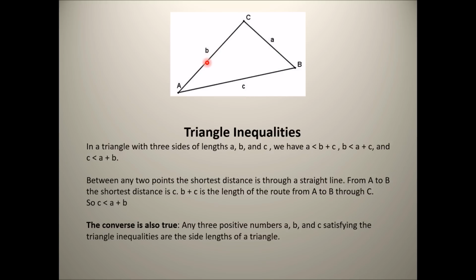This is because the shortest distance between any 2 points is a straight line. So from point A to point B, the shortest distance is going to be line C. Now another way to go from point A to point B is to go from A to C to B, and this length would be B plus A. And since this is the shortest length, this means that line C has to be less than line A plus line B. And knowing this, any three positive numbers A, B, and C that satisfy the inequalities are side lengths of a triangle.